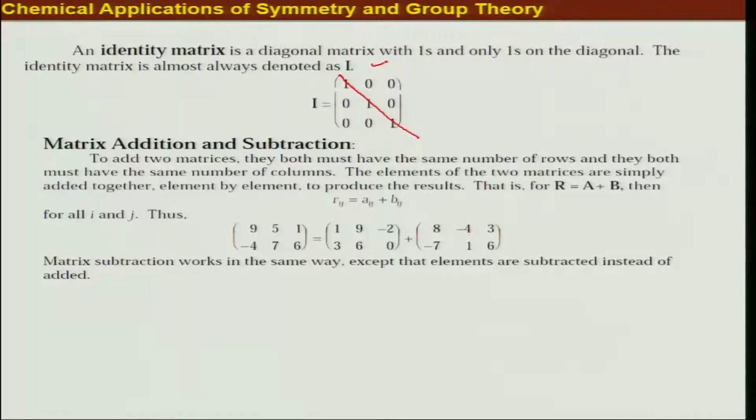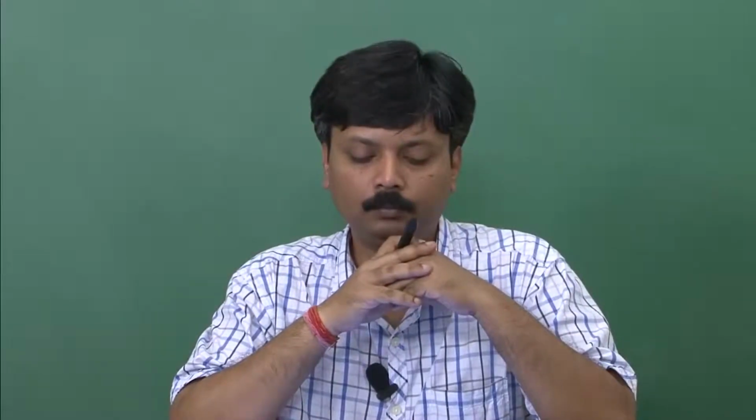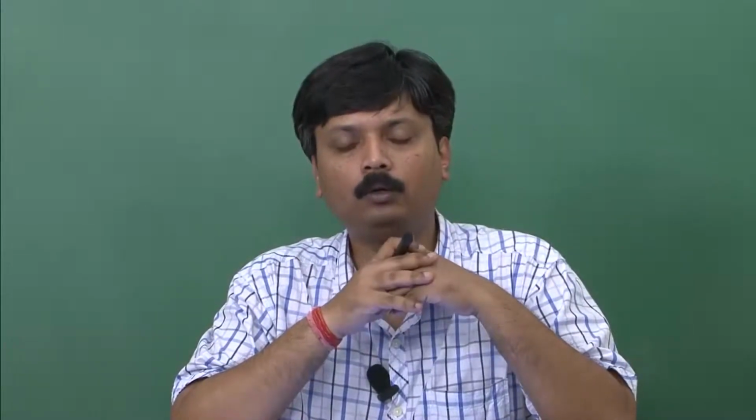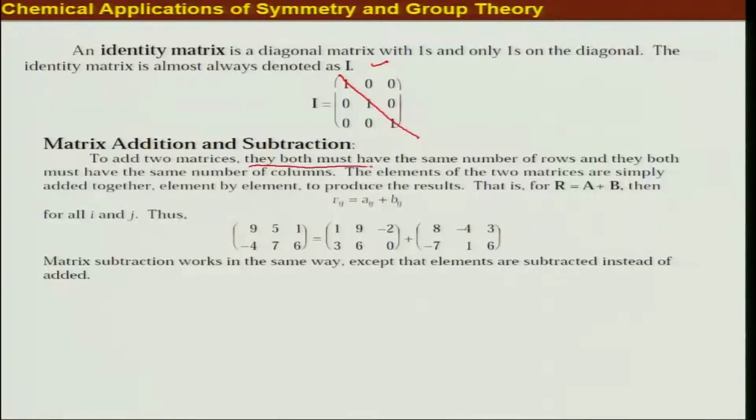Okay, so now if you have two matrices and you want to do subtraction or addition with those two matrices, how do you do that? So to add two matrices, you cannot do it with any two matrices. Okay, so they both must have the same number of rows and they both must have the same number of columns. So if I have, say, a 2 by 3 matrix and a 4 by 4 matrix, then I cannot do any kind of subtraction or addition using these two matrices.